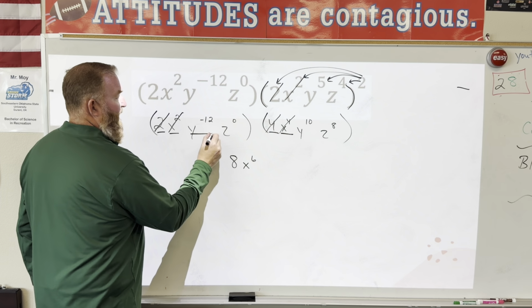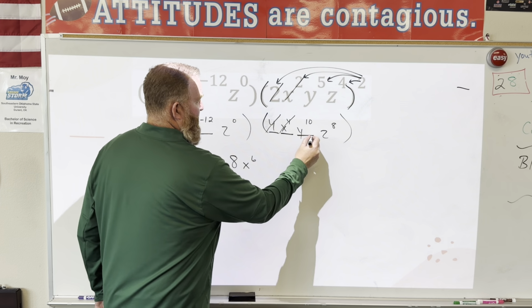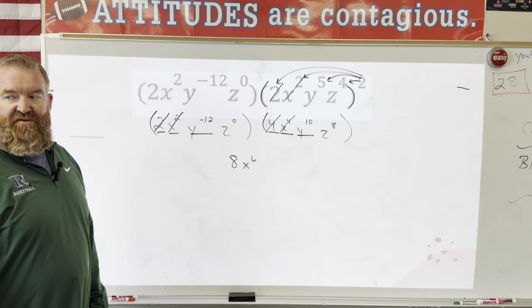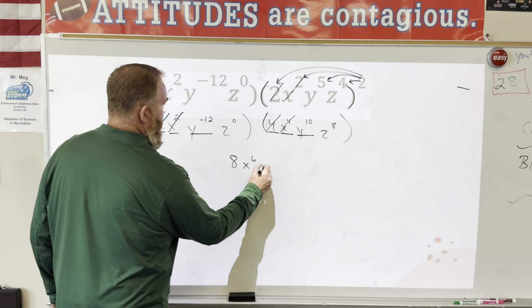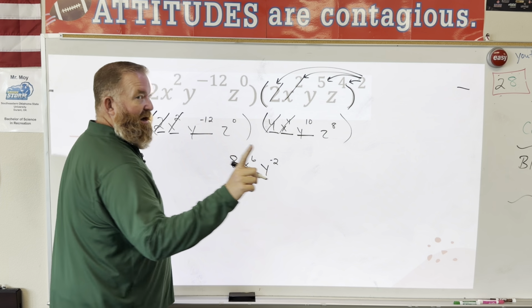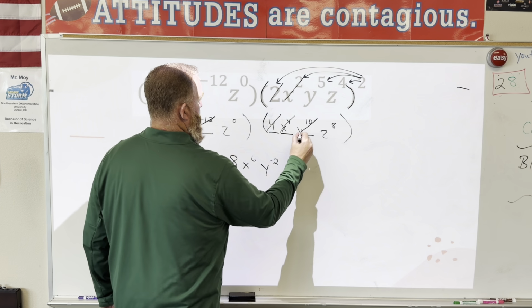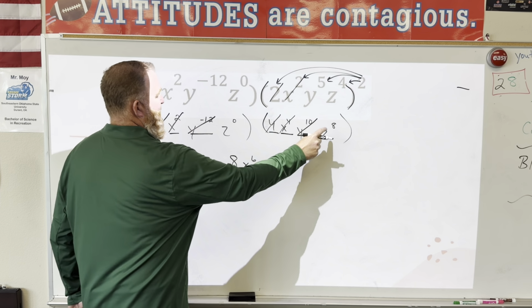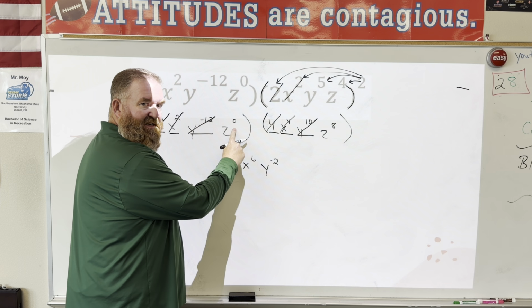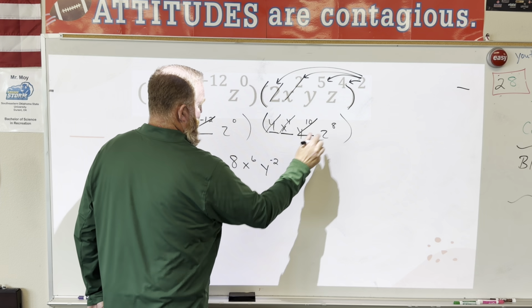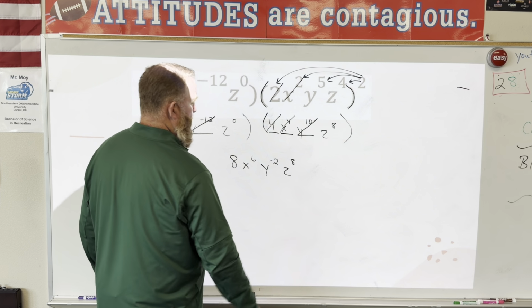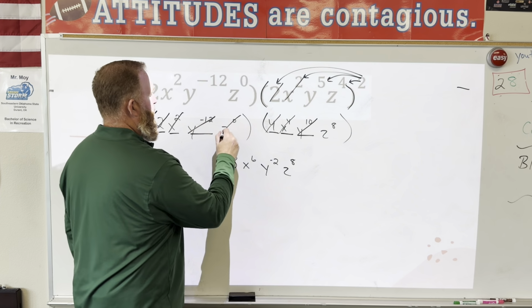I got negative 12 plus 10 because negative 12 plus 10 is negative 2, right? Don't let it freak you out yet. We're fine. We're good. And then I've got 0 and 8. Well, the 0 just pretty much means it doesn't exist, okay? So 0 plus 8 is z to the 8th power. Okay, so we're good so far.